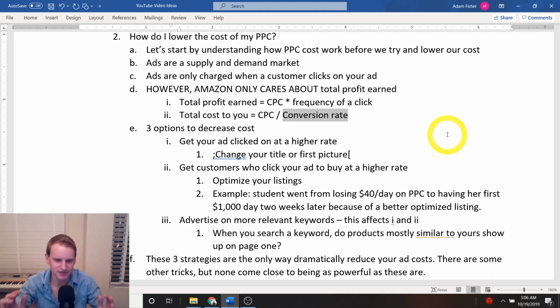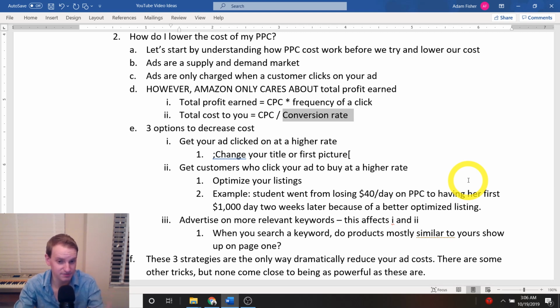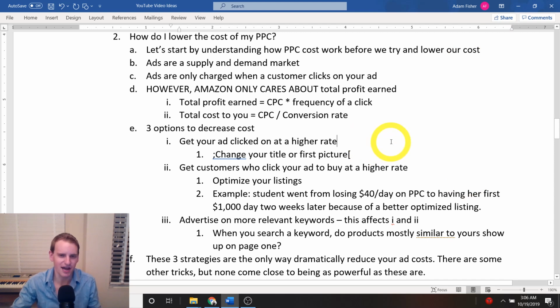So we've got 2 things here that should have gone off, okay? How often you get clicks matters, and how well your product converts when someone clicks on it. And conversion just means, how frequently do they buy? The more frequently people buy, the higher the conversion rate. The less frequently, your product sucks, and you have a low conversion rate. So now we are at the point where we can see the 3 options we have to decrease cost. Here they are. Write them down, take notes, put them on your nightstand.